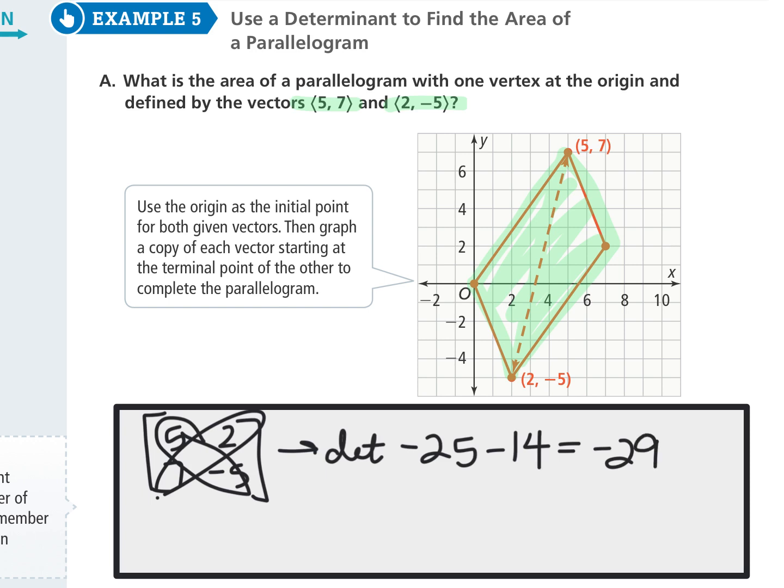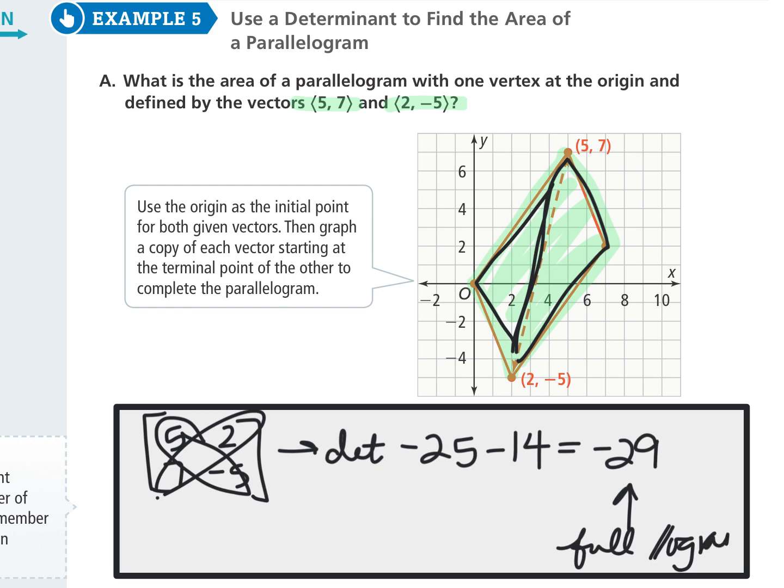Now, the formula we had before for the triangle was just for half of this. So if I have two triangles, I'm going to double that, which means this right here is the area of the full parallelogram. One thing to note is that because we're talking about area, it has to be positive. So the area is not going to be -29. The area in this case is actually going to be positive 29 for the parallelogram.